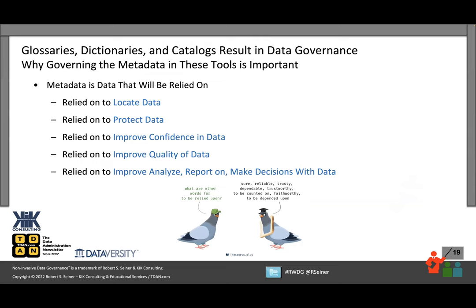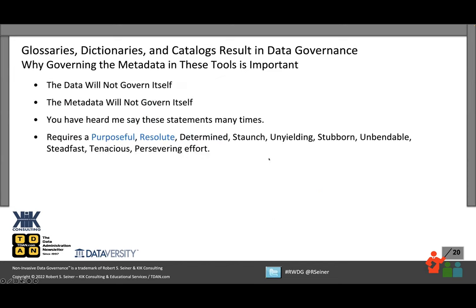Metadata is relied on to protect the data, to improve the confidence in the data. The more context and information people have about the data increases their confidence in the data and improves the quality of the data. Boy, we could talk about that for another whole webinar. The metadata is relied on to improve analytics, to improve reporting, to improve our decision-making process around data.